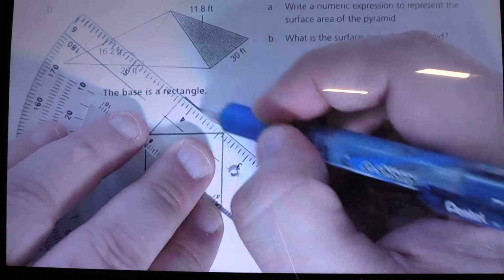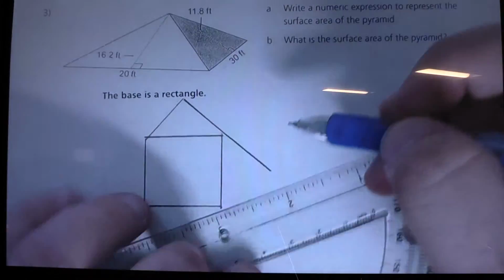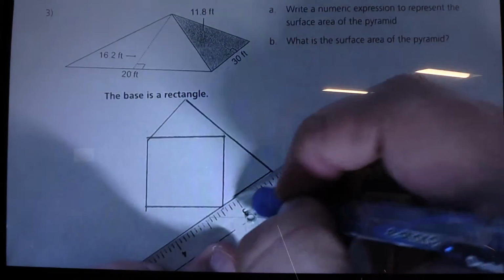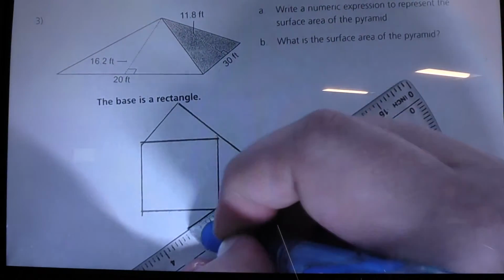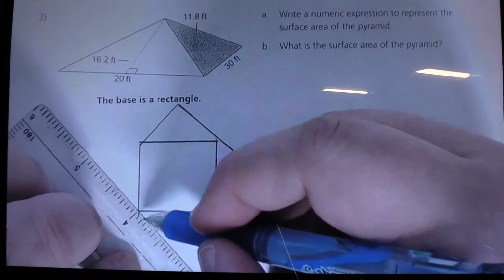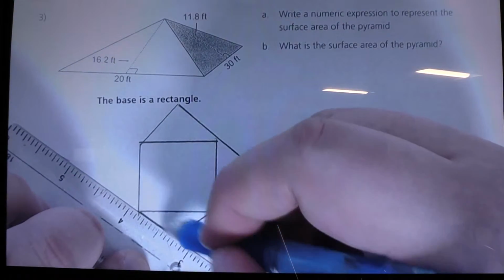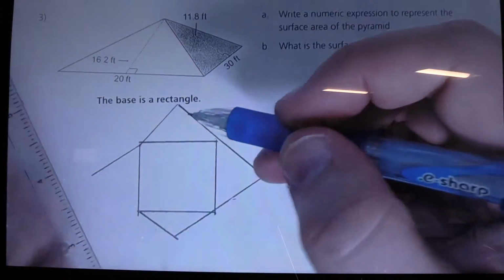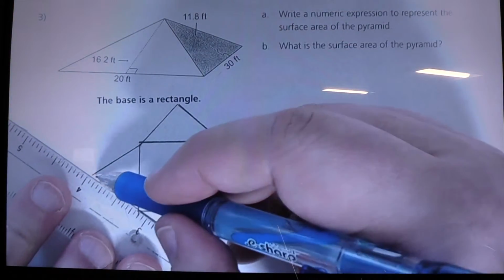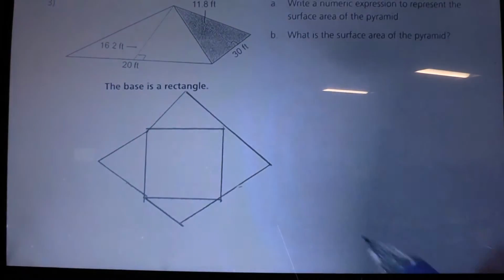And I'm going to, okay, well, let's go like that. But like I said a moment ago, not drawn to scale whatsoever. If I were to cut this net out, it would not actually make a shape that would resemble this pyramid.